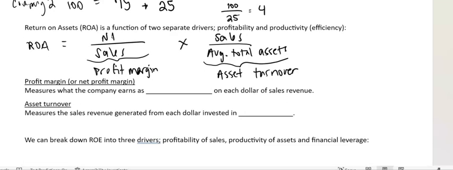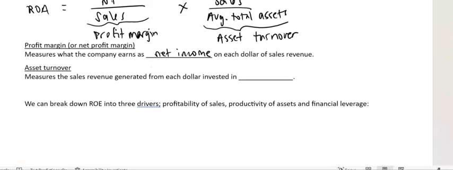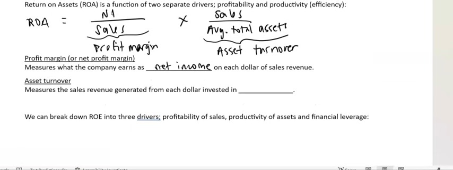Briefly write some notes on these 2 different drivers. Profit margin, or typically we call it net profit margin. Profit margin measures what the company earns as net income on each dollar of sales revenue, and asset turnover measures the sales revenue generated from each dollar invested in average total assets.